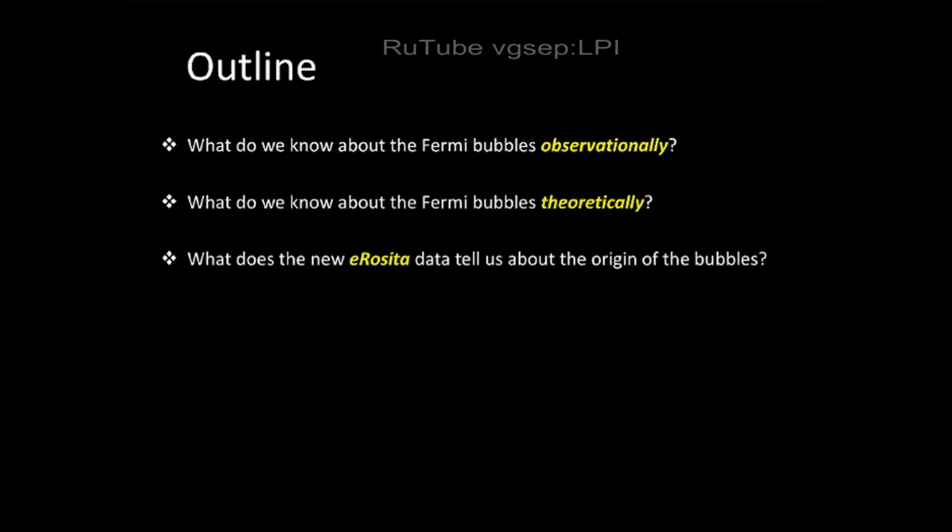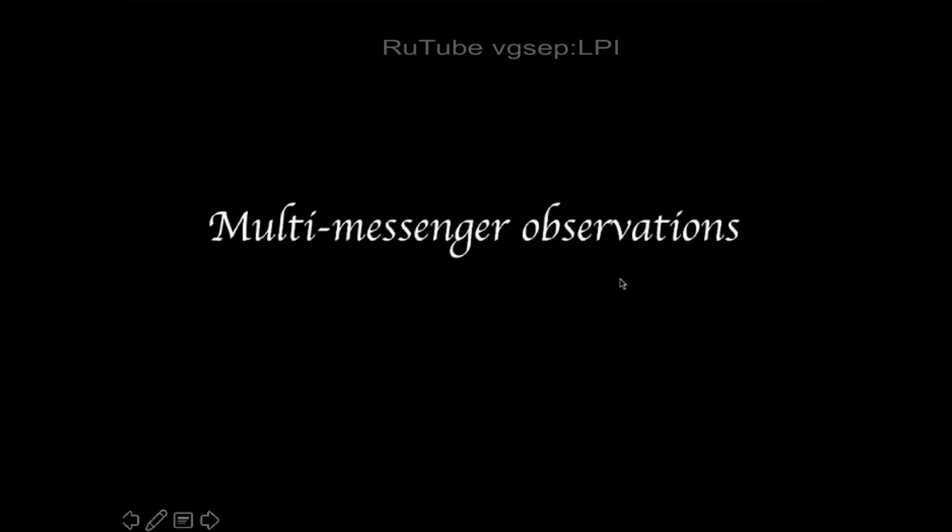All right, so this is the outline of my talk today. First, I would like to tell you about what we know about the Fermi bubbles observationally. Second, what do we know about the Fermi bubbles theoretically? And third, what does the new eRosita data tell us about the origin of the bubbles? Okay, so first, about multi-messenger observational data. Before we try to understand the physical origin of the bubbles, we must understand what the observational constraints are.